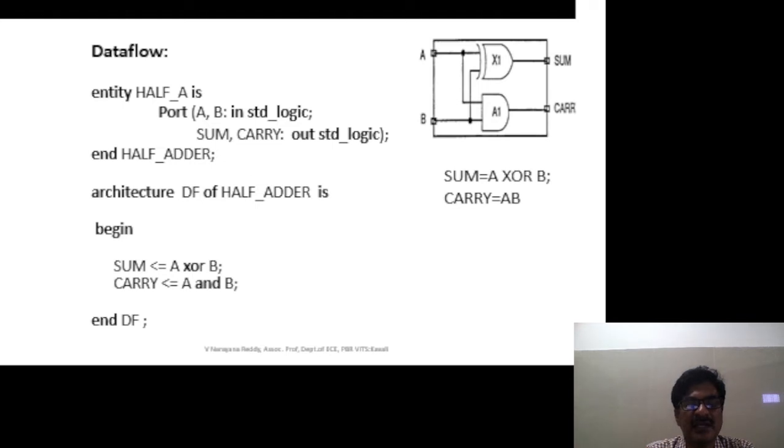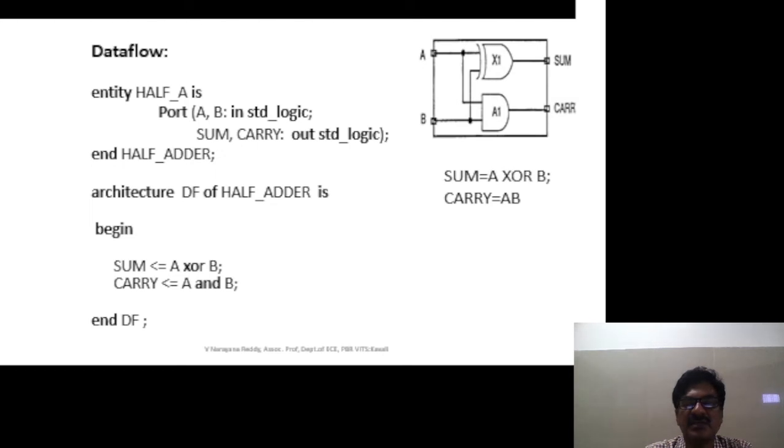Then any declarations, if you have, you can declare. After the declarations, the word begin. After that, the statements. In the architecture body, as per the syntax, the statements are called concurrent statements. So what type of concurrent statement in the data flow style? That is the signal assignment statement. Then end architecture name.